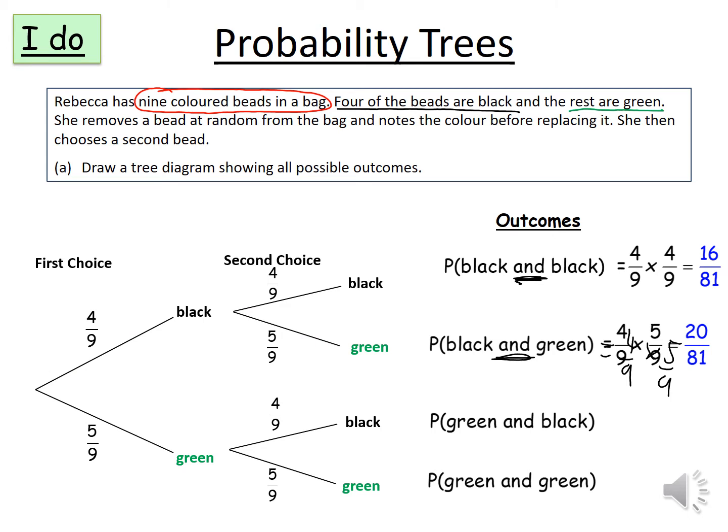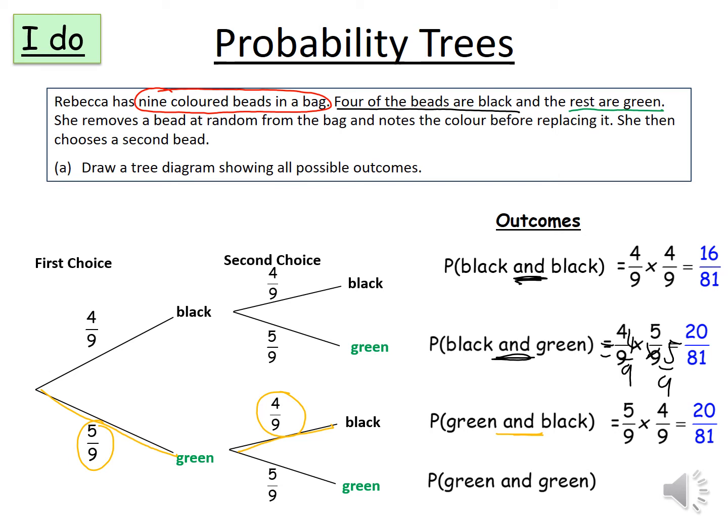So if we're going to get a green first, we're going to go here. So we're going to have this one. That's our probability. And then we're going to get a black. That is our next probability. Again, we are using the term and, so we're going to multiply these 2 probabilities. So 5 over 9 times by 4 over 9, that will be equal to 20 over 81.